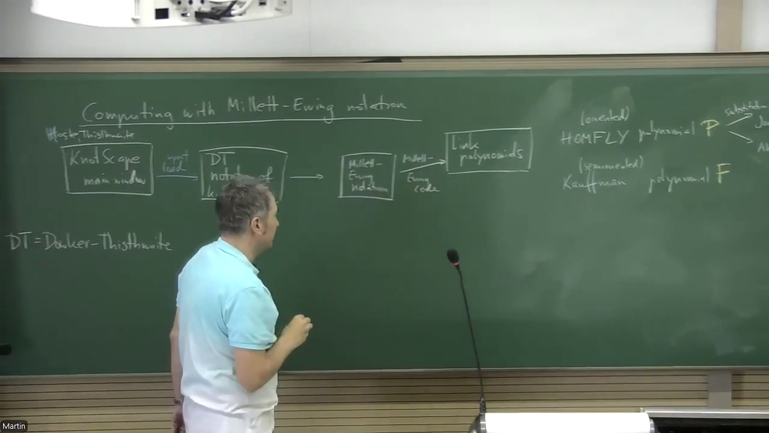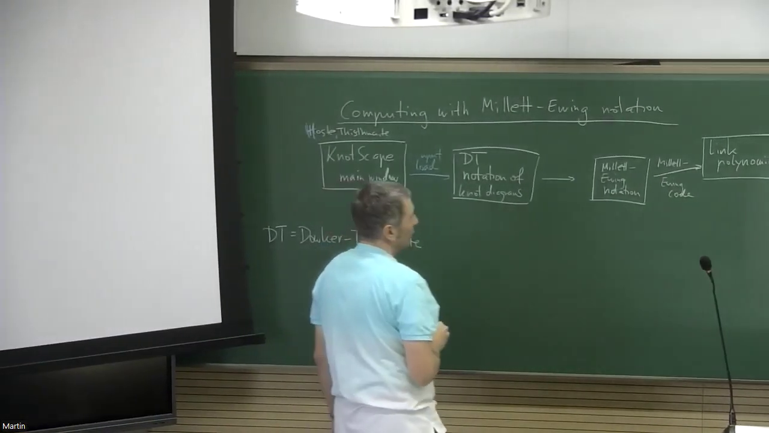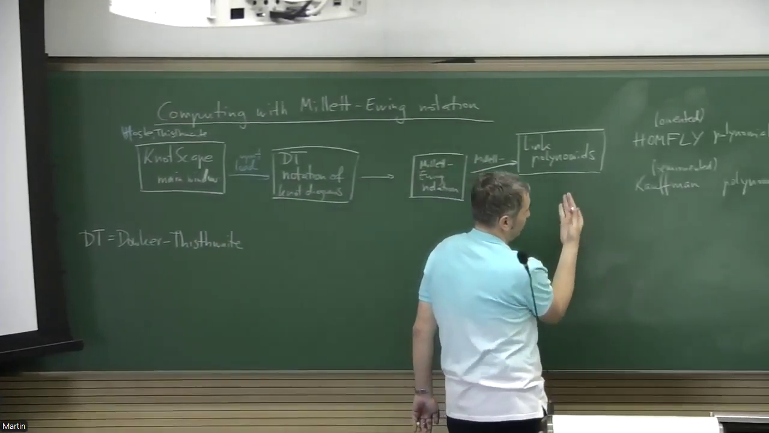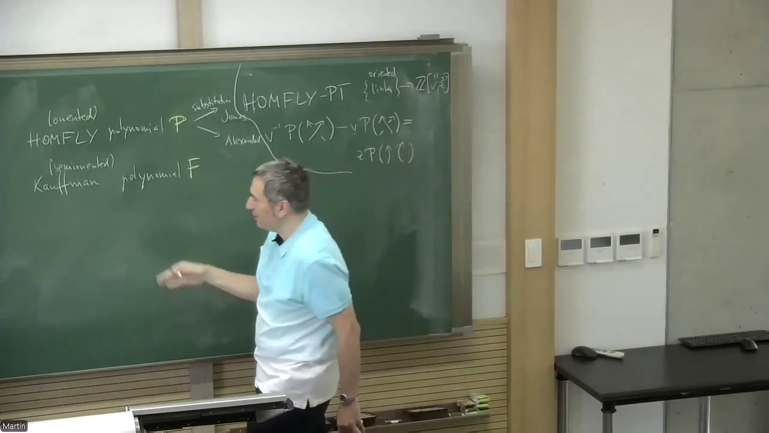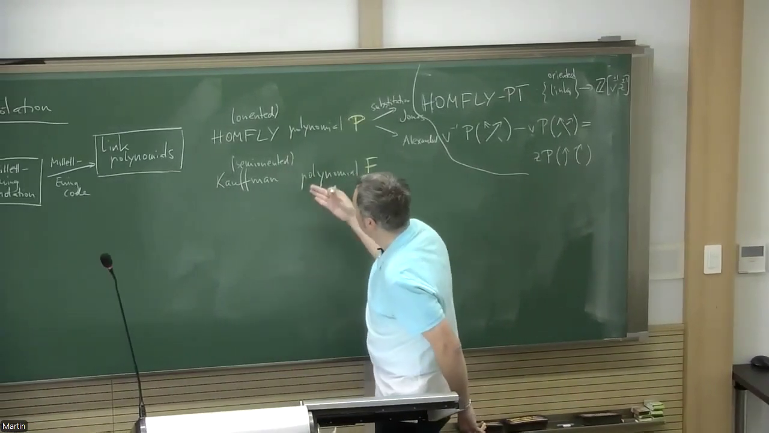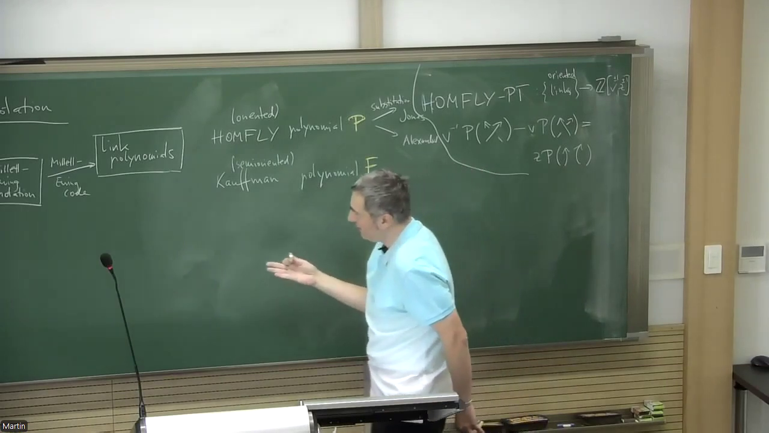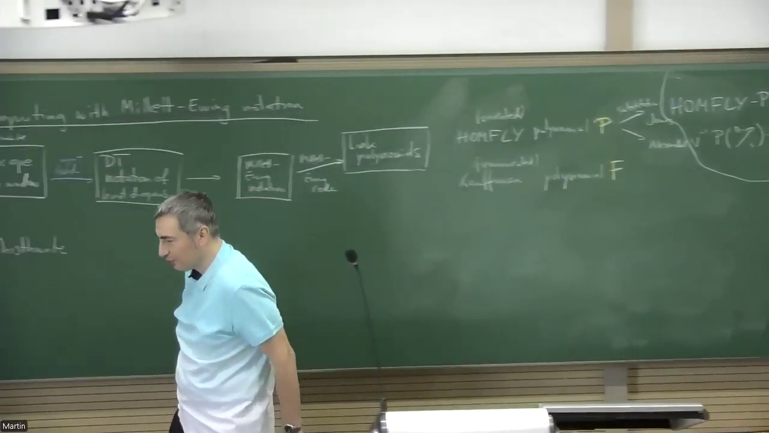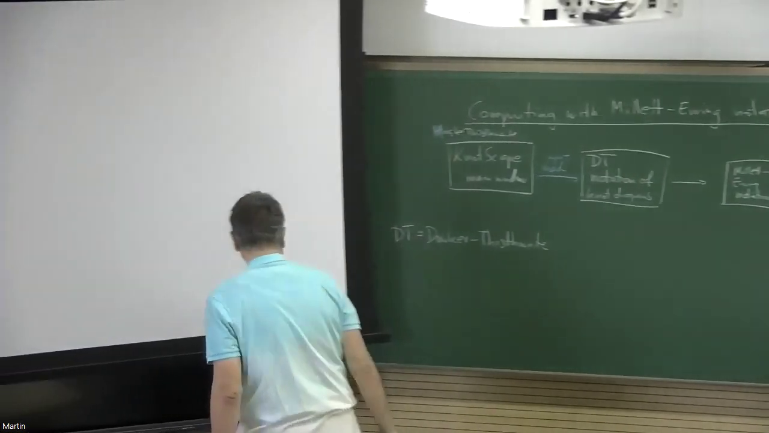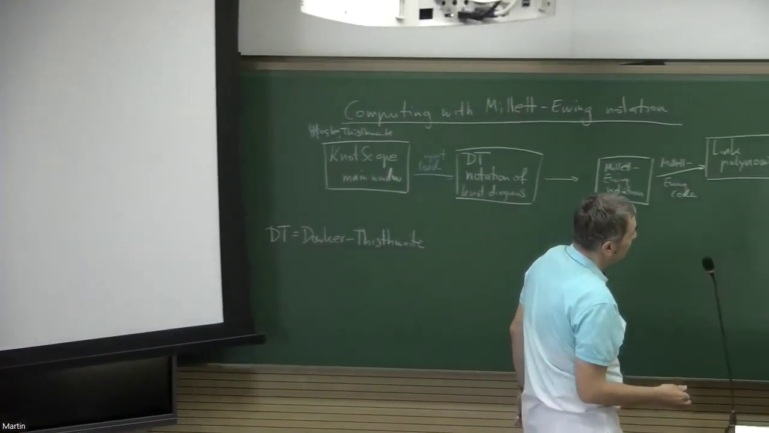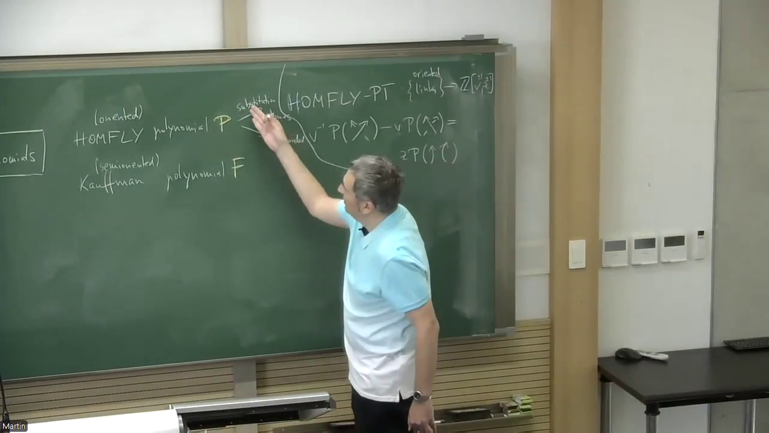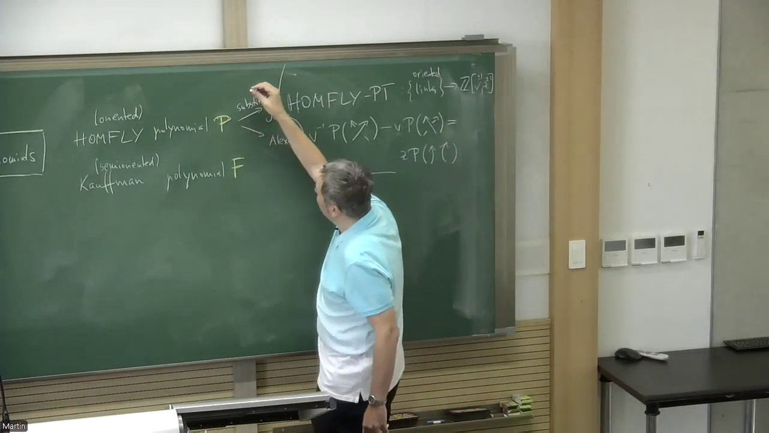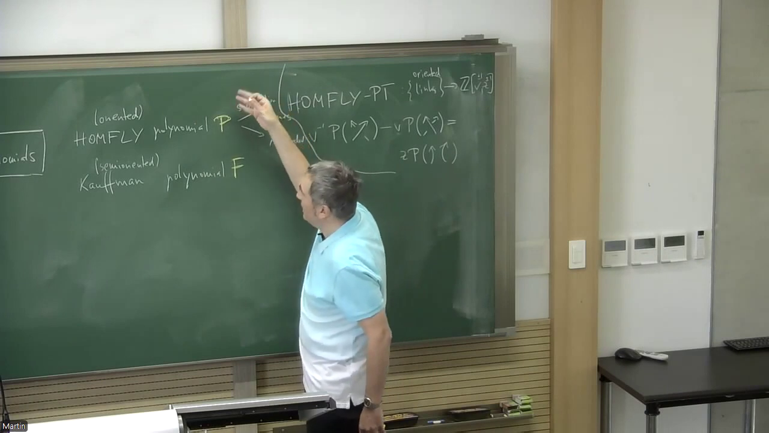So it uses the Millett-Ewing code to calculate these polynomials. So the HOMFLY and the Kauffman polynomial, there are 2 separate programs for this. One is for this, one is for that. These are essentially adapted from Millett-Ewing's original programs. Millett-Ewing did not have this, but this is a front end which was added by Thistlethwaite.